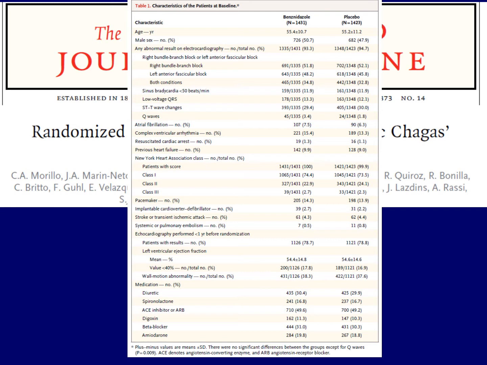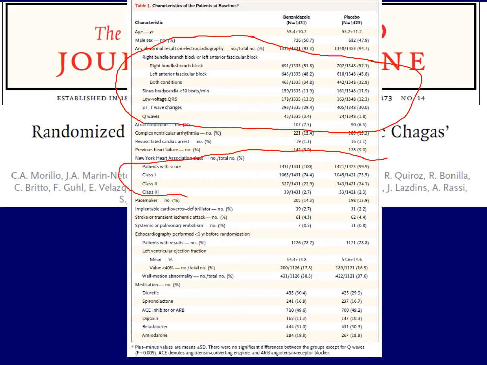I show these patient characteristics at baseline just to illustrate the burden of disease that patients with Chagas disease have. The mean age here was 55 with a standard deviation of 10. So these are middle-aged individuals, certainly not very old. But what we do see is that they have a very high prevalence of heart conduction abnormalities described here. And also, they all have heart failure of different severity.